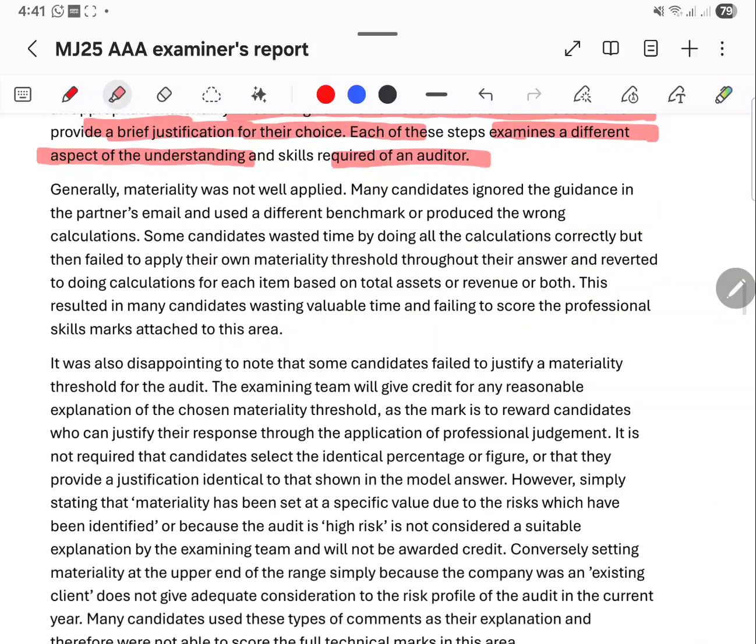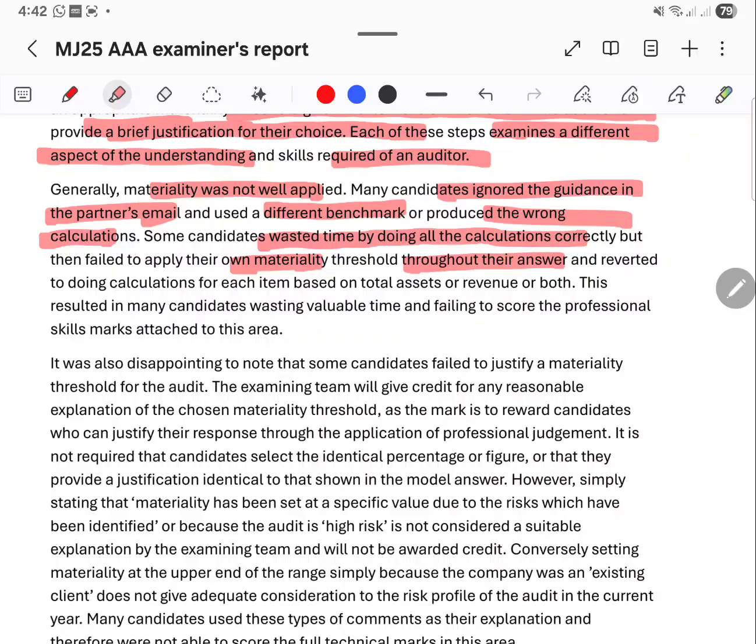So, generally, materiality was not well applied. Many candidates ignored the guidance in the partner's email, used a different benchmark, and produced the wrong calculation. Some candidates wasted time by doing all the calculations correctly, but they failed to apply their own materiality threshold throughout their answer and reverted to doing calculations for each item based on total assets or revenue or both. This resulted in many candidates wasting valuable time, failing to score the professional skill marks attached to this area.